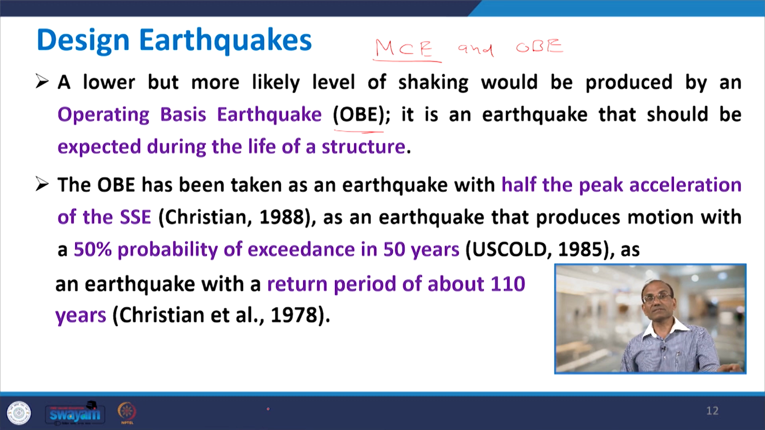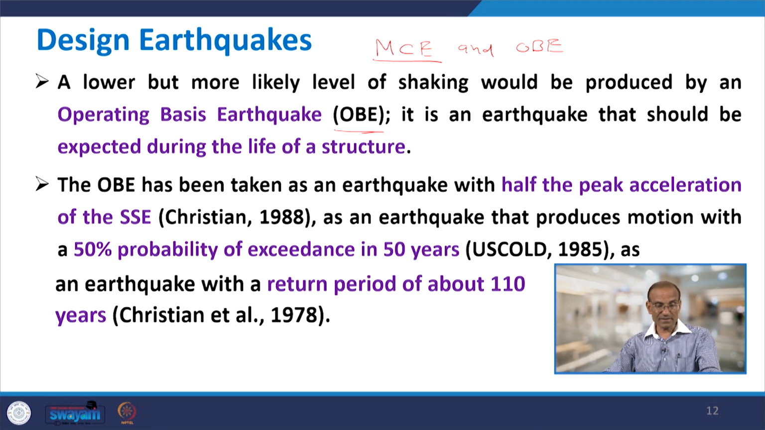Normally, the OBE is taken as an earthquake with half the peak acceleration of the SSE. Different authors have given different definitions. Christian in 1988 said it could be half of the peak acceleration taken for SSE, or an earthquake that produces motion with a 50% probability of being exceeded in 50 years. So, in a span of 50 years there are chances that this level of shaking may be exceeded, but the chance is only 50%, not 100%. This is by the United States Committee on Large Dams in 1985.